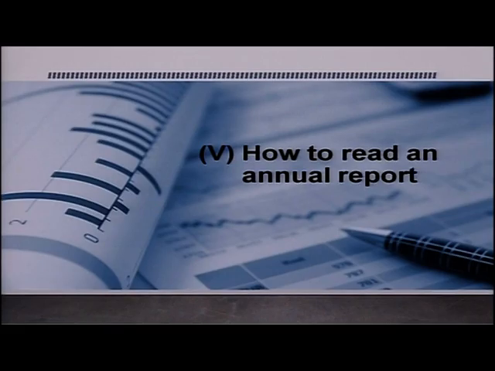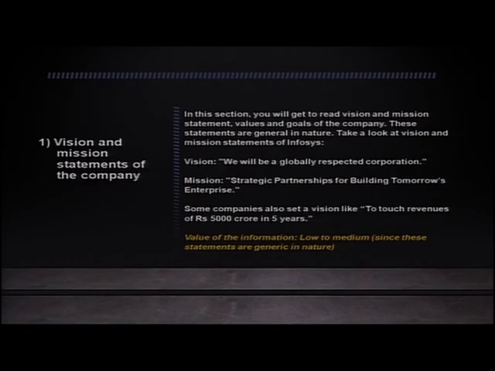To the last section of our presentation, wherein we would discuss how and what to read in an annual report, and what are some of the key pieces of information that one has to look forward to when looking at an annual report, and the level of criticality of that information to the public, to the users of the annual report. Now, the first and foremost is the vision and mission statement of the company.